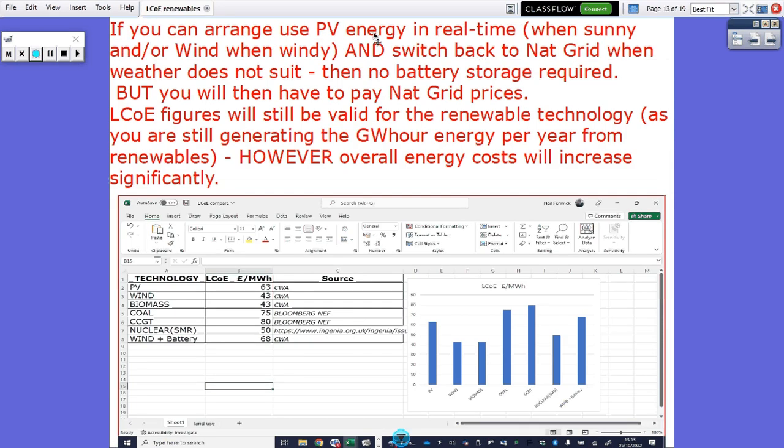If you can arrange to use PV energy in real time when it's sunny, or wind energy when it's windy, and switch back to the national grid when the weather does not suit, then you don't need any battery storage. However, you will still have to pay the additional national grid prices. The levelised cost figures will stand as per the table there, as you're still using that power generation from renewables in real time. However, your overall energy costs will increase significantly because you're connecting to the national grid when it's not sunny and it's not windy.